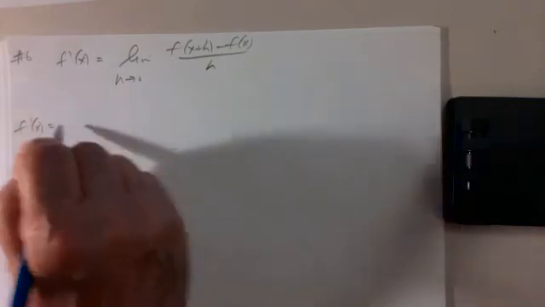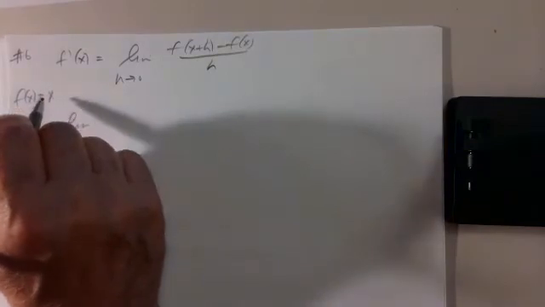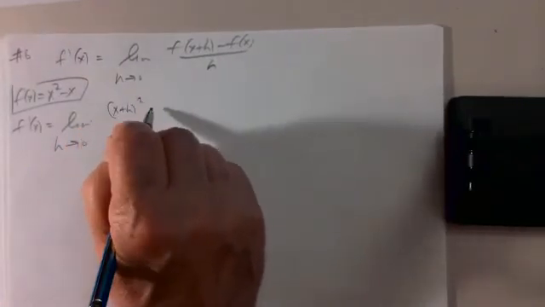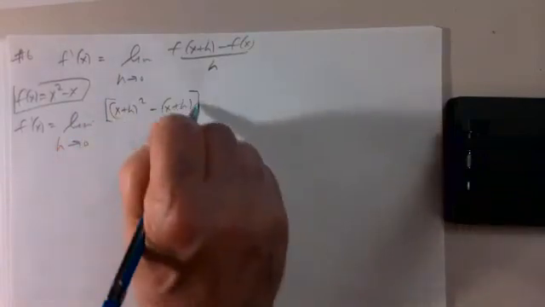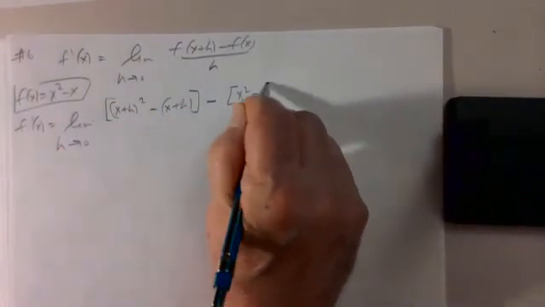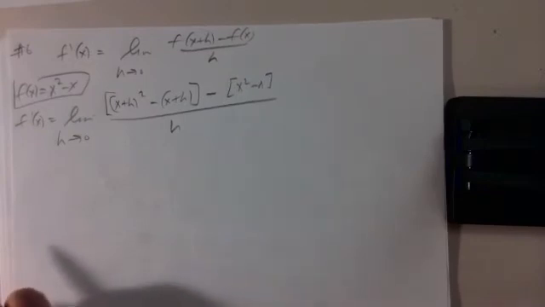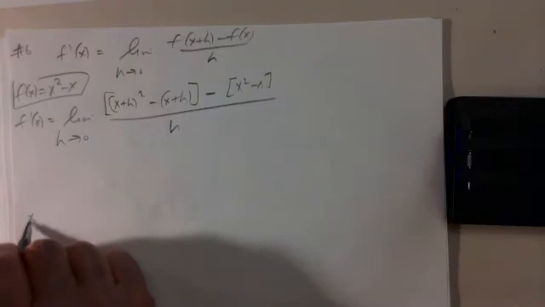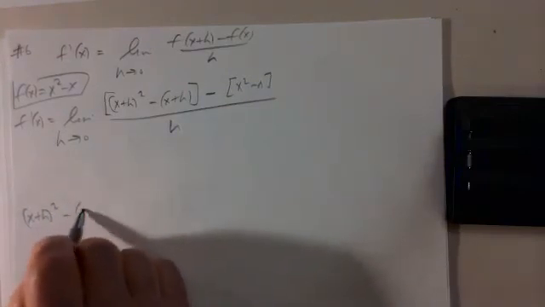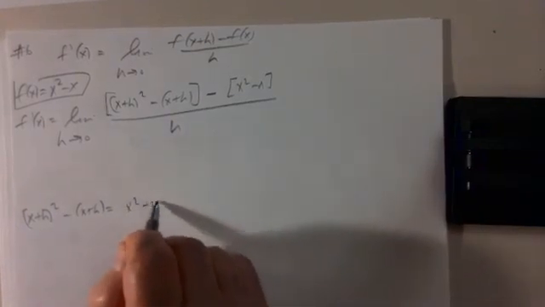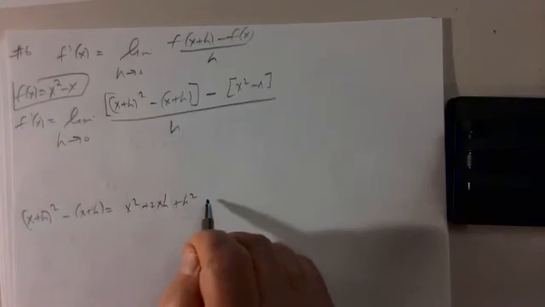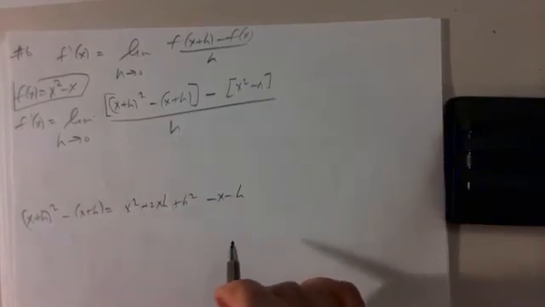So f prime of x, this is the limit as h goes to 0 of f of x plus h. So f of x is x squared minus x. So f of x plus h is x plus h squared minus x plus h, minus f of x, which is x squared minus x, over h. We have to compute that limit. So let's just expand this numerator. X plus h squared minus x plus h. This is x squared plus 2xh plus h squared minus x minus h. That's what's in there.